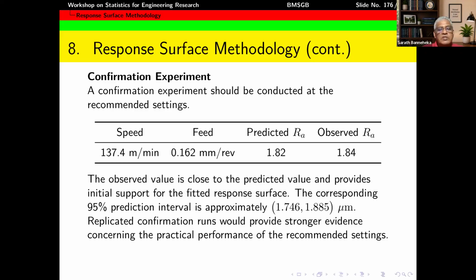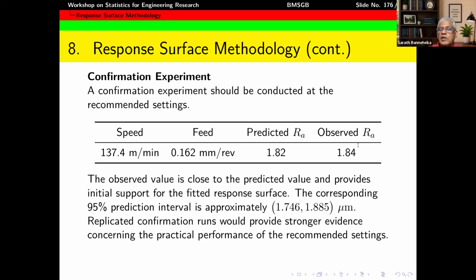The corresponding 95% prediction interval is approximately given by this one. That was calculated by the computer separately, right? When we fit these kinds of models, they automatically calculate these things. So that means we are 95% confident that the minimum RA value will be between these two values. Right? Replicated confirmation runs would provide strong evidence concerning the practical performance at the recommended settings.